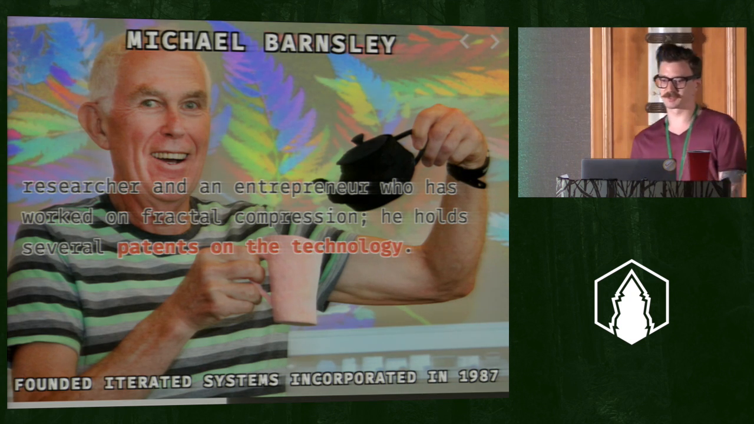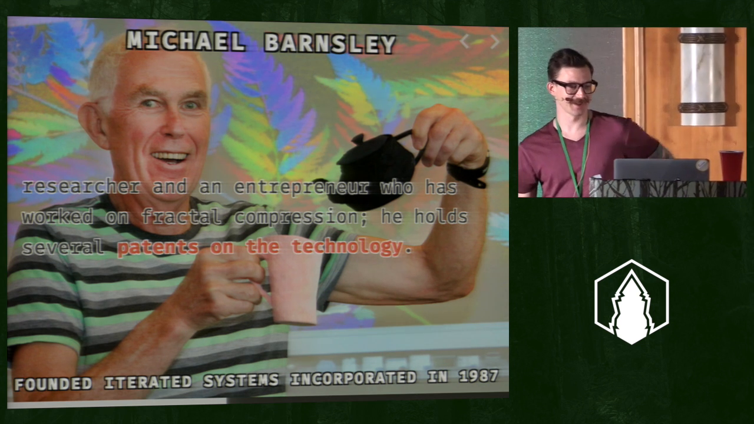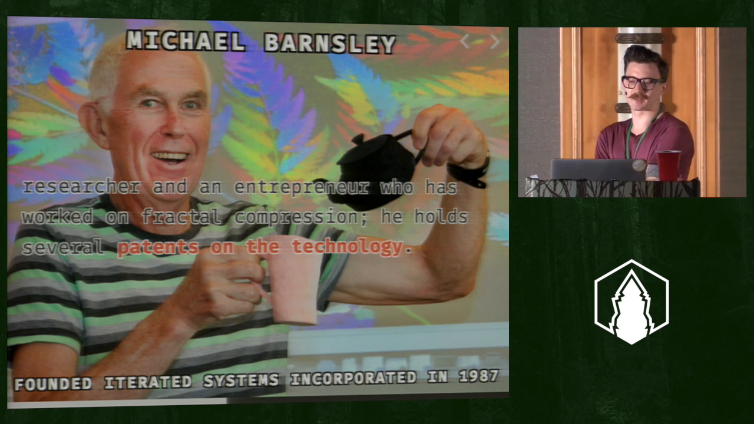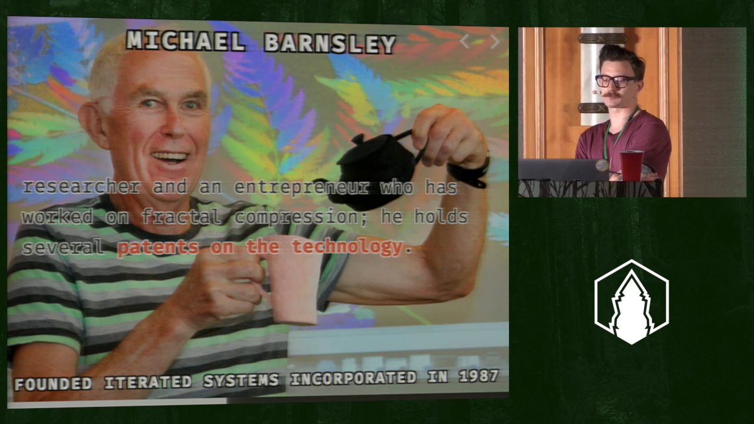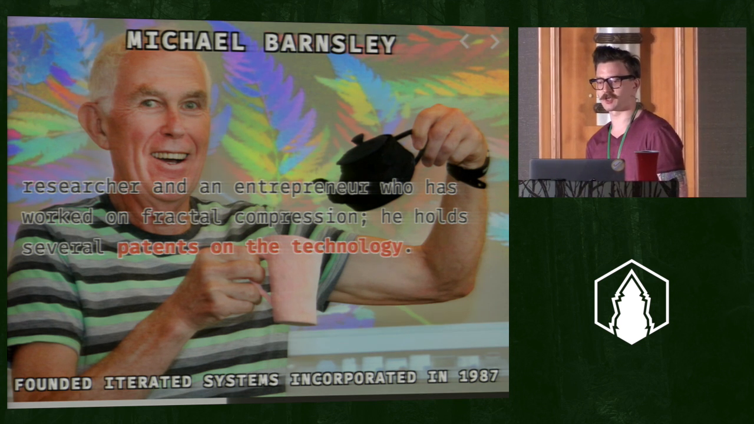Fourth person, yeah, he seems to be funny. I love this picture. I actually do love his pictures. His name is Michael Barnsley. What he actually did is he founded a corporation which is basically just about fractals. And he's really big on the iterated function system.